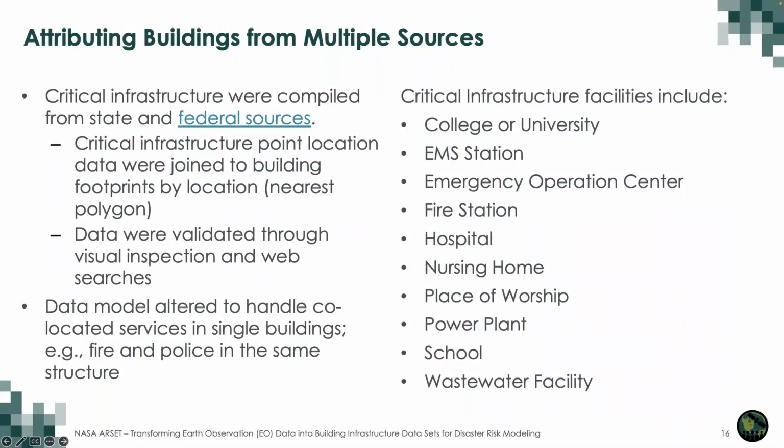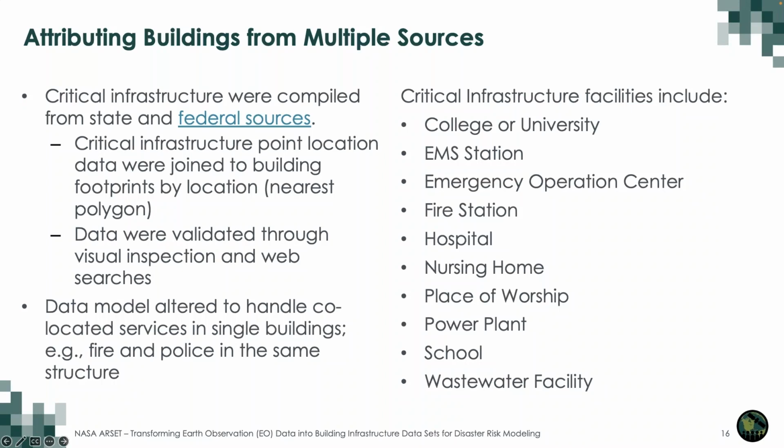So once we had these building footprints all assembled, it was key to have the attributes I talked about that HAZUS requires for using the data in a model. So the critical infrastructure data we compiled from primarily two sources, New York State and the Federal Department of Homeland Security has a national level database. And when we merged the two of them, we still found that there were some omissions and some out-of-date information on the critical infrastructure. So we did some manual collection from municipalities and county websites.